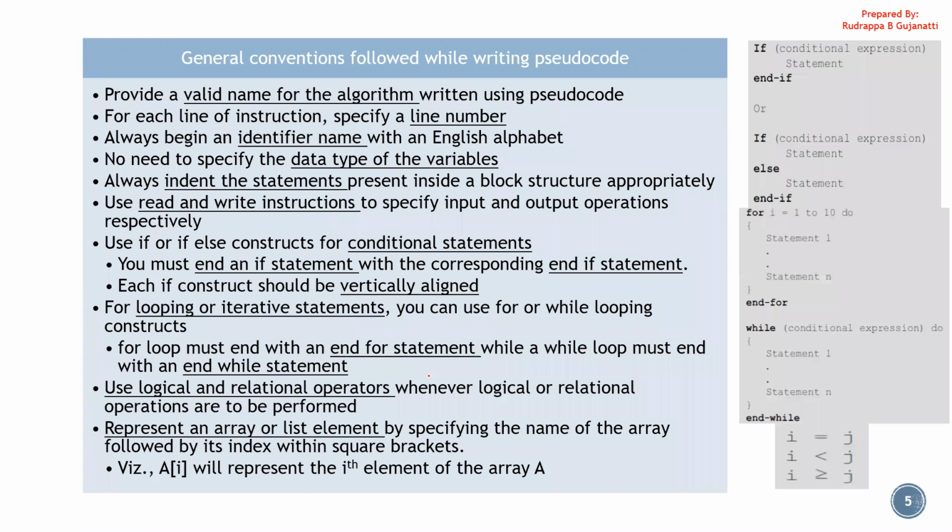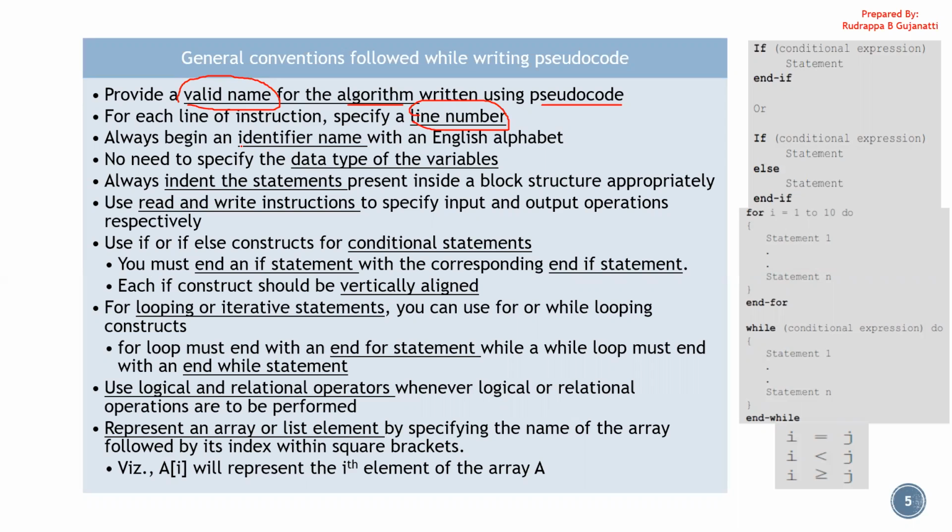Now, when you are writing a pseudocode, you have to follow some of the conventions which have been put forth. Whenever you start to write an algorithm using a pseudocode, you should provide a valid name for that algorithm. Then, apart from that, you have to specify the line numbers for each of the instructions under the pseudocode written for the algorithm.